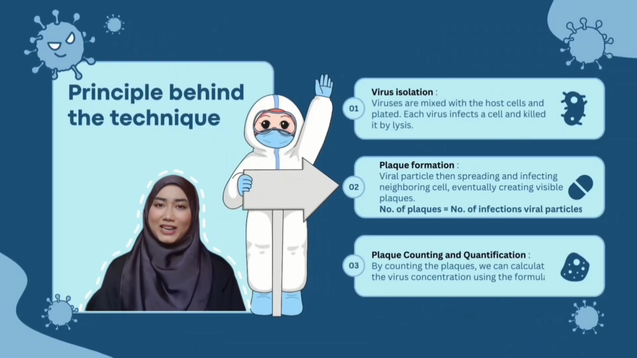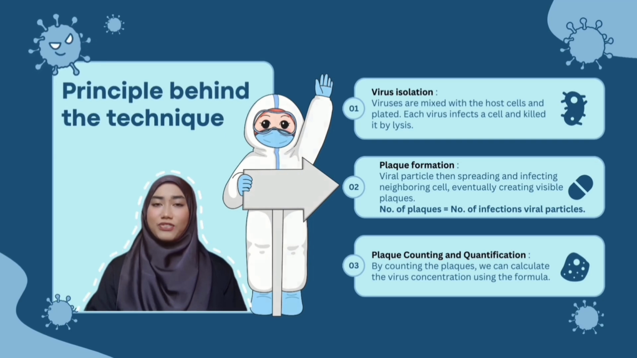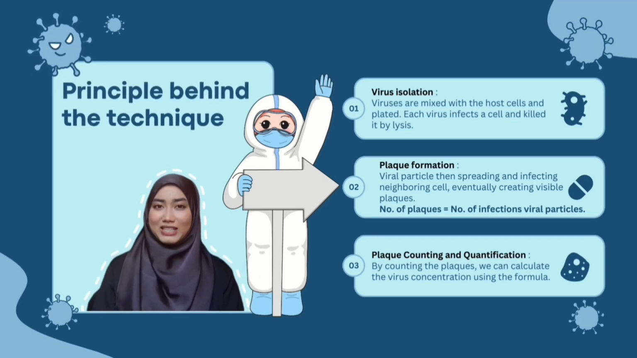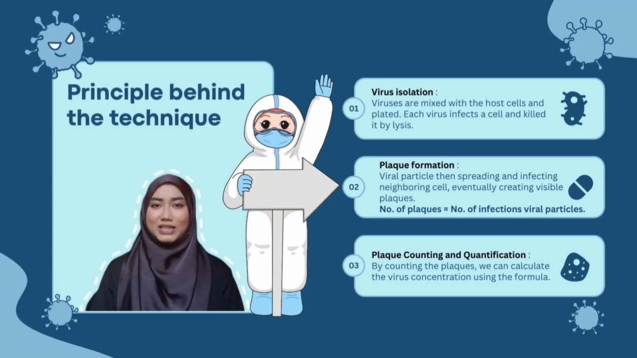The principle behind the technique of the plaque assay. First is virus isolation, where the virus is mixed with the host cells, and you can see that the virus will infect the cells and cause the cells to lyse. Second is the plaque formation. The viral particles will spread and infect the neighboring cells and cause the production of visible plaques. Number of plaques is equal to the number of infectious particles. Third is the plaque counting. By counting the number of plaques, we can calculate the virus concentration using the formula.